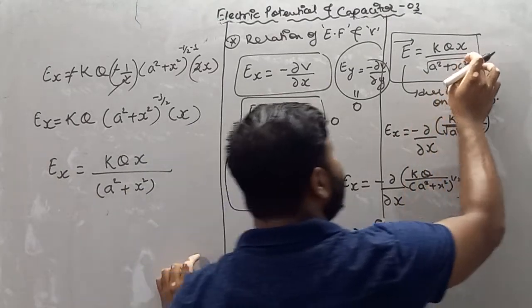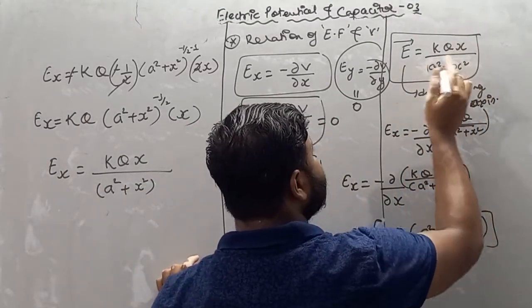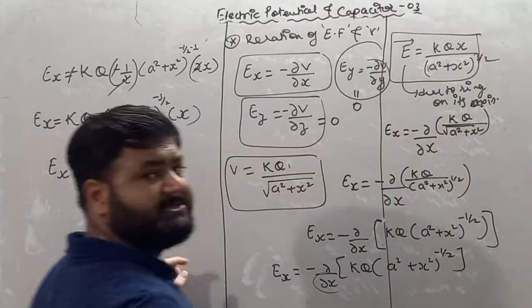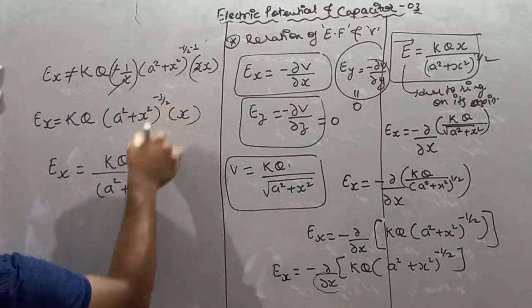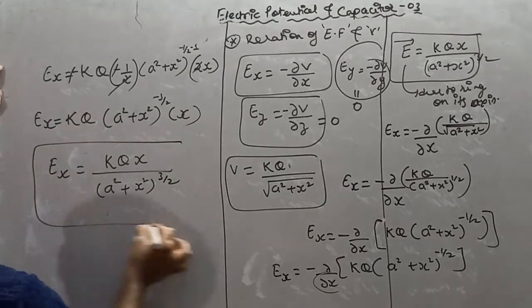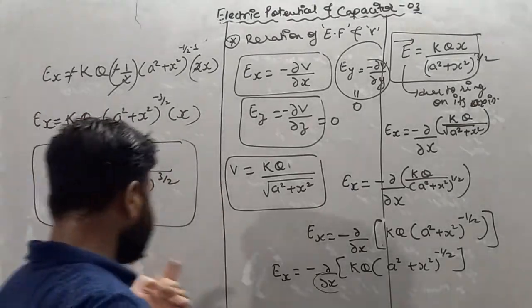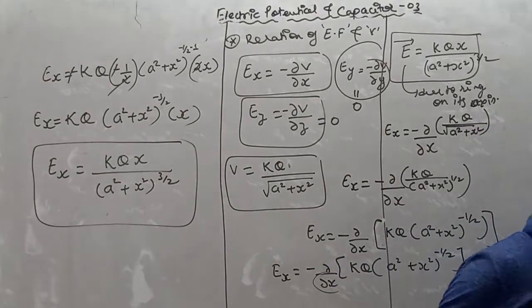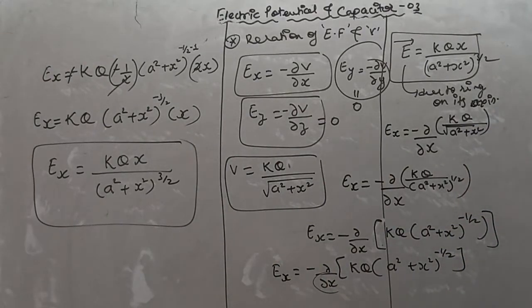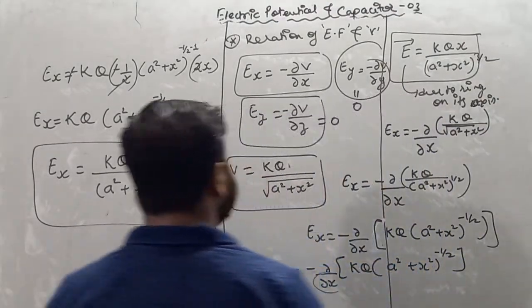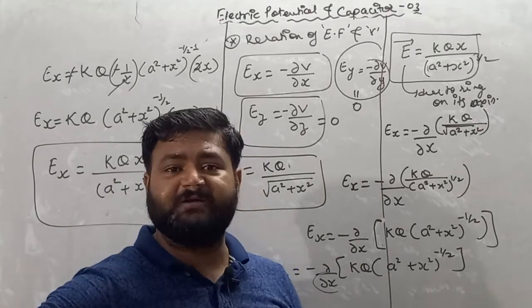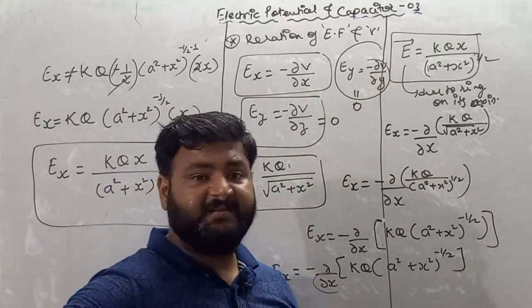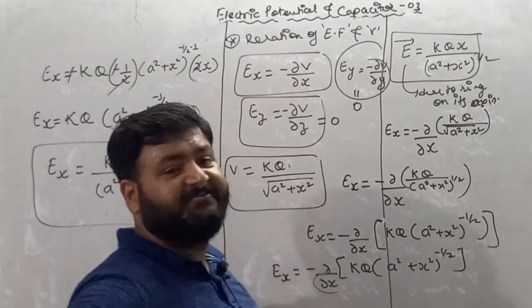I'm sorry, the electric field on its axis is kqx by a square plus x square raised to the power 3 by 2, my dear student, not under root. So Ex is equal to kqx by a square plus x square raised to the power 3 by 2. See, the value of electric field found with the help of electric potential is the same as the value of electric field due to a ring on its axis. So our relation is very correct. Remember this, my dear student: if you differentiate potential with respect to x, you will get the electric field along that axis.